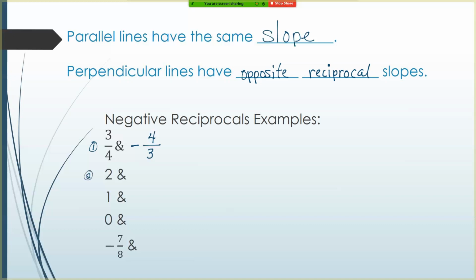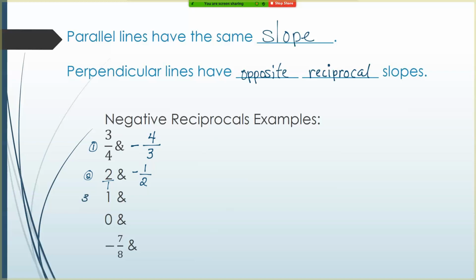For this question here, it's a little bit trickier because we don't have a fraction. So first thing I want you to do is make it a fraction. 2 divided by 1 is 2, so we just made 2 into a fraction. And then we're going to flip it and change the sign. Negative 1 over 2 would be my negative reciprocal of 2 over 1. So we flipped our fraction and went from positive to negative.